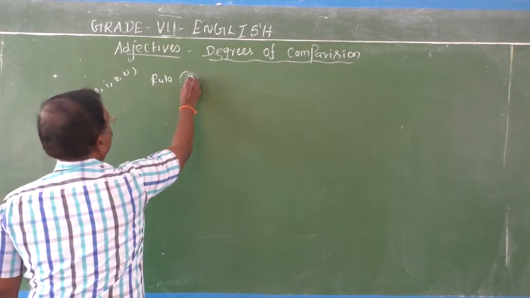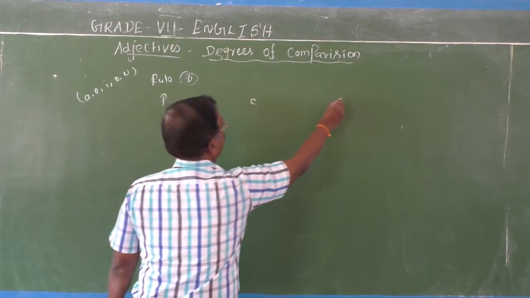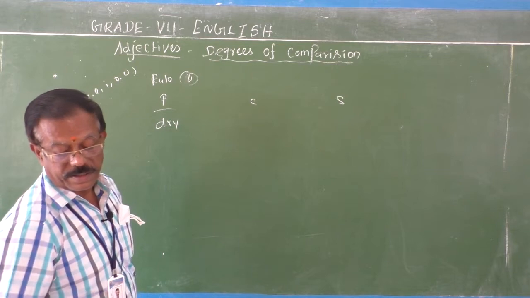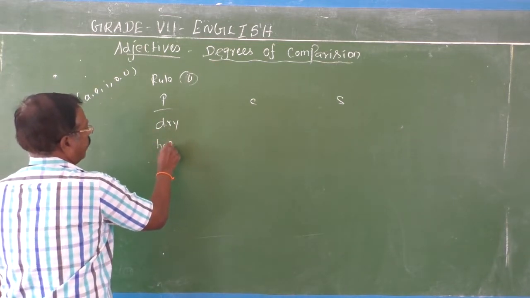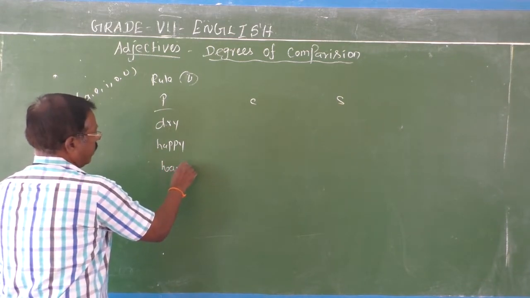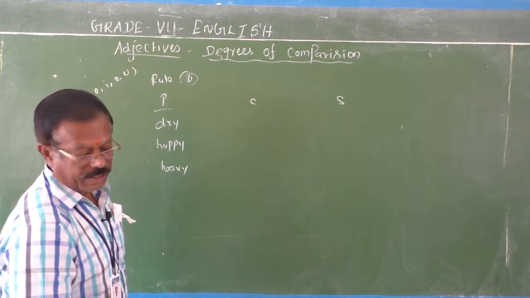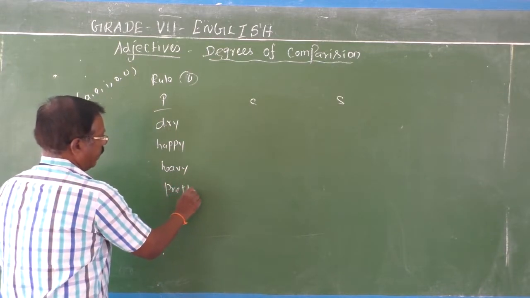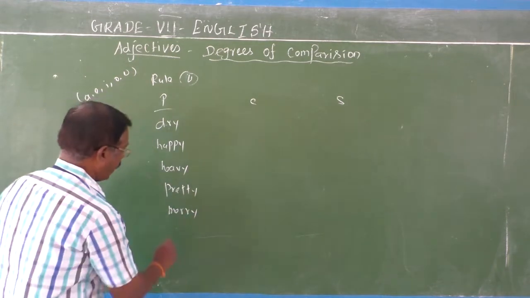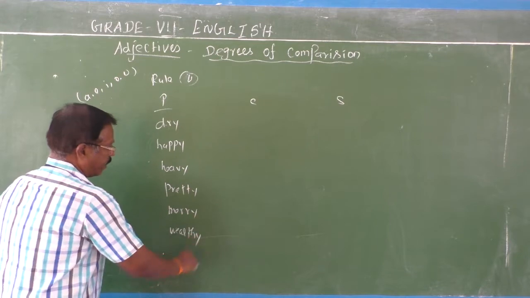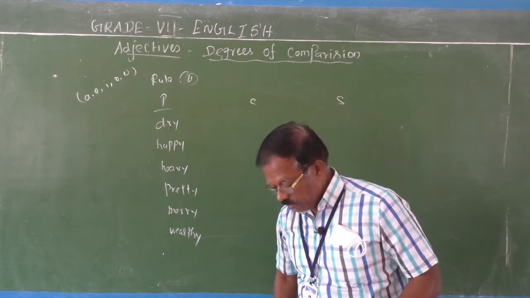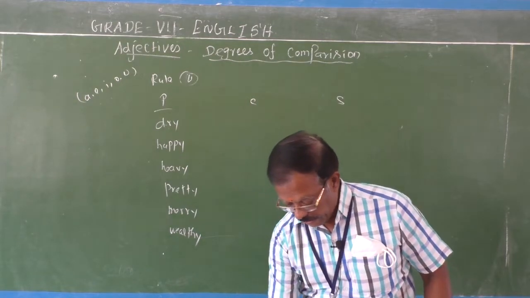Rule number 4, P, C, S. Dry, happy, heavy, then pretty, merry. Not marry, it should be pronounced as merry. Wealthy. Okay children, look here. This comes under rule number 4. Here what will change, or how are comparative forms formed and how are superlatives formed.